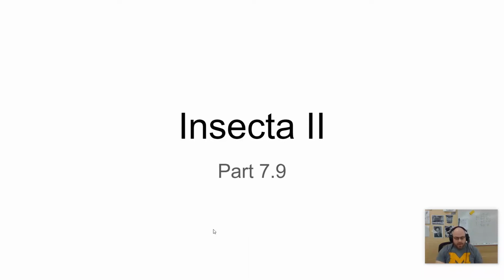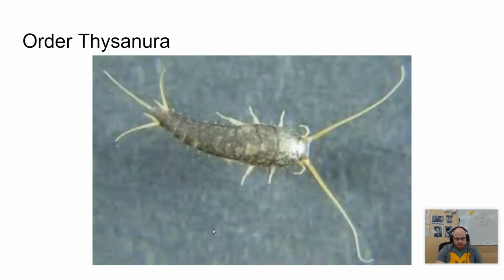All right, so this video is the last one for arthropods, and we'll be looking at the different orders of insects. The first order is part of a subclass called Apterygota. That pterygo root has to do with wings, and so they are apterygote. They have an A in front, which means no wings.